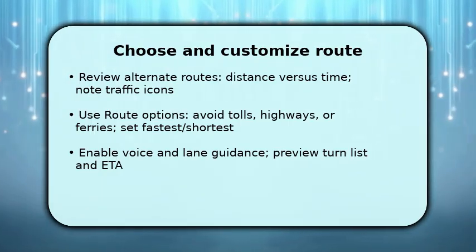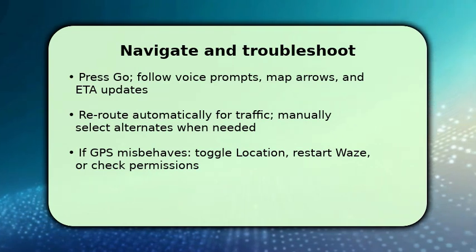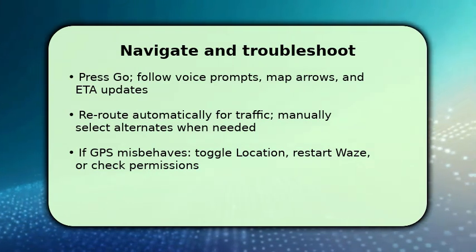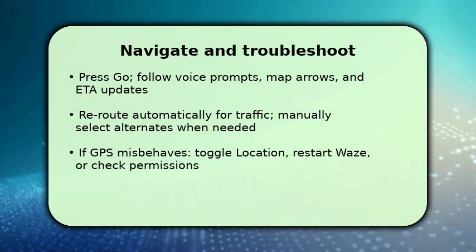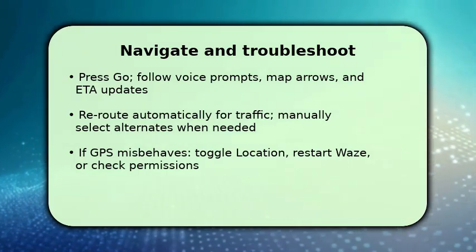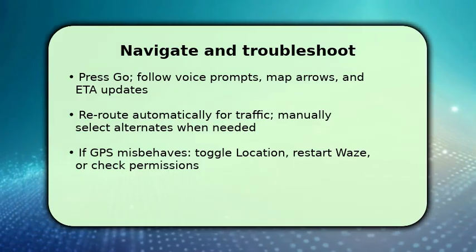Press go and follow the spoken directions, map arrows, and real-time ETA updates. Waze reroutes automatically if traffic or an incident appears. If you want a different path, tap an alternate route or drag the route to a waypoint. Make small adjustments early to avoid confusion. When you arrive, tap End.